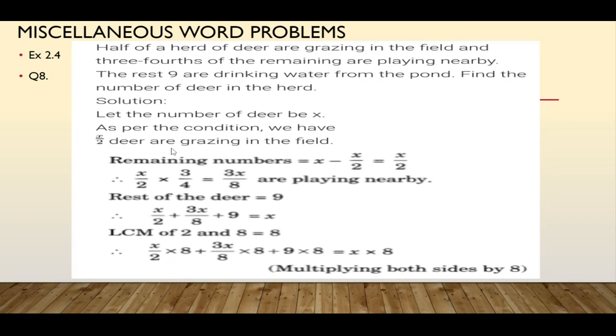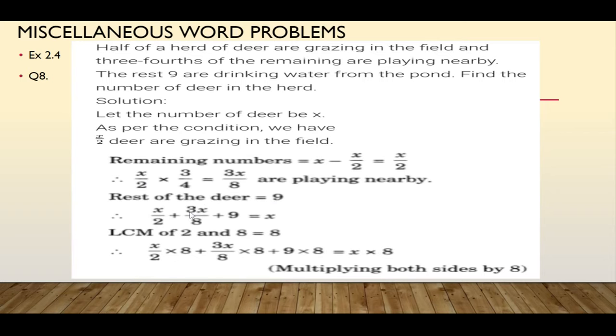They're grazing in the field. The remaining, as I told you while discussing the question, will be x upon 2 because half are grazing, so half will be left. And then how many are playing nearby? 3/4 of x by 2, which will be 3x upon 8. Now, the rest of them are how many in number? They are 9 in number.